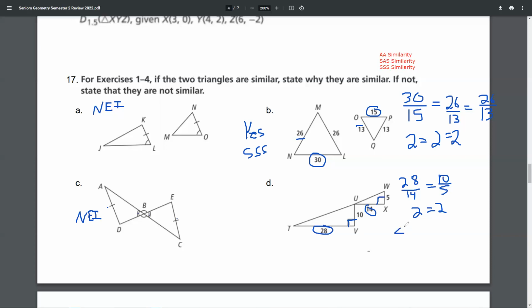So angle V is congruent to angle X, which means we have 2 pair of sides proportional, and the angles between those sets of sides is congruent in the 2 triangles. So yes, these triangles are similar by side angle side.